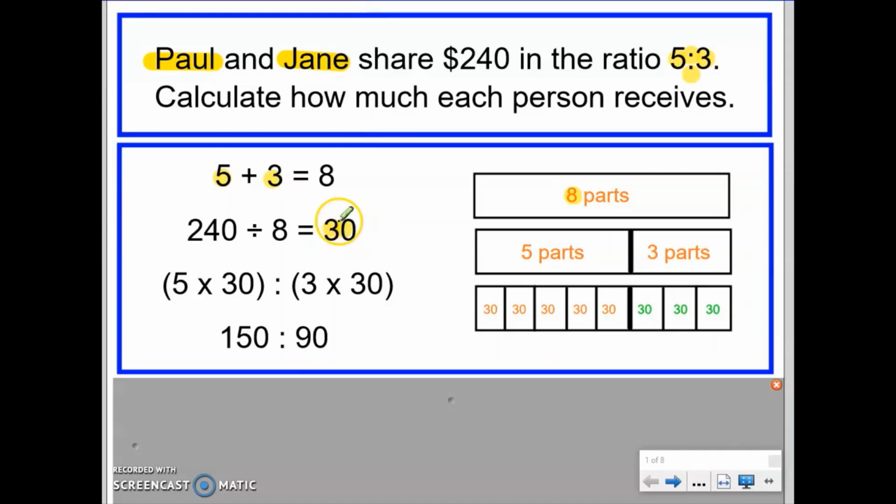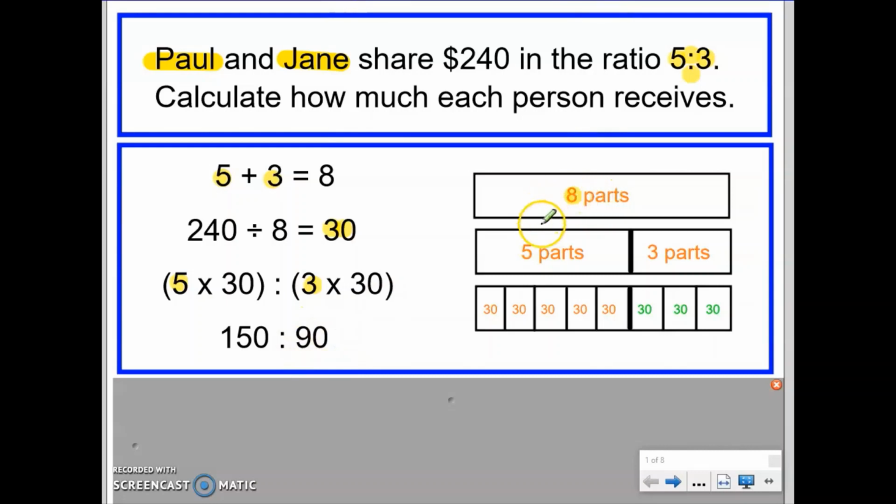So if I know one part in the ratio is worth 30, I can go ahead and do 2 multiplications to get my final answer. This side of the ratio is Paul's side, and he is going to receive 5 parts. So 5 times 30 tells me that Paul needs to receive $150. Jane's side of the ratio receives 3 parts. So when I multiply this by 30, I'm told that Jane receives $90.